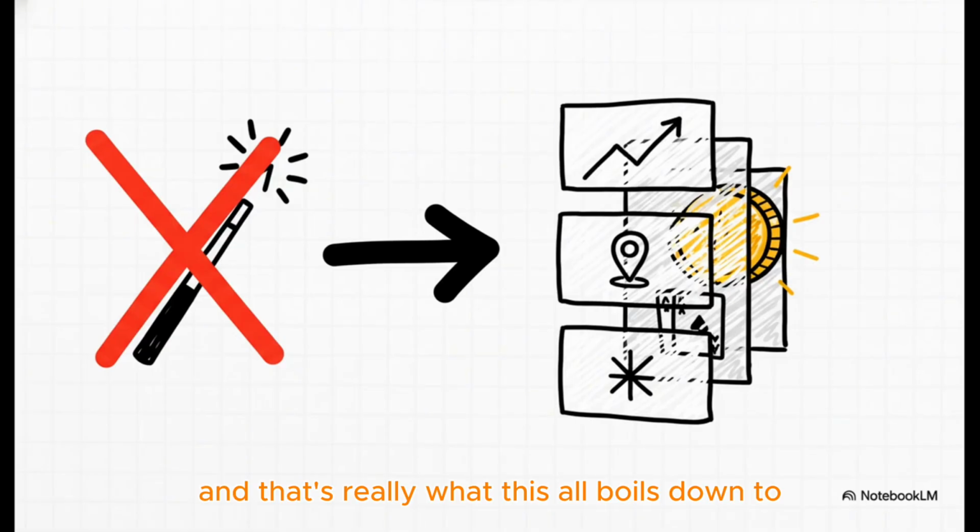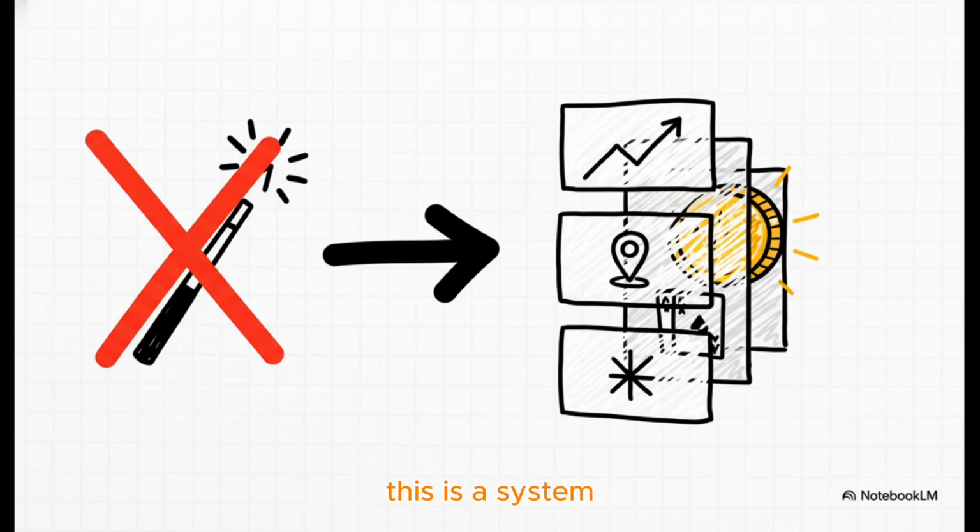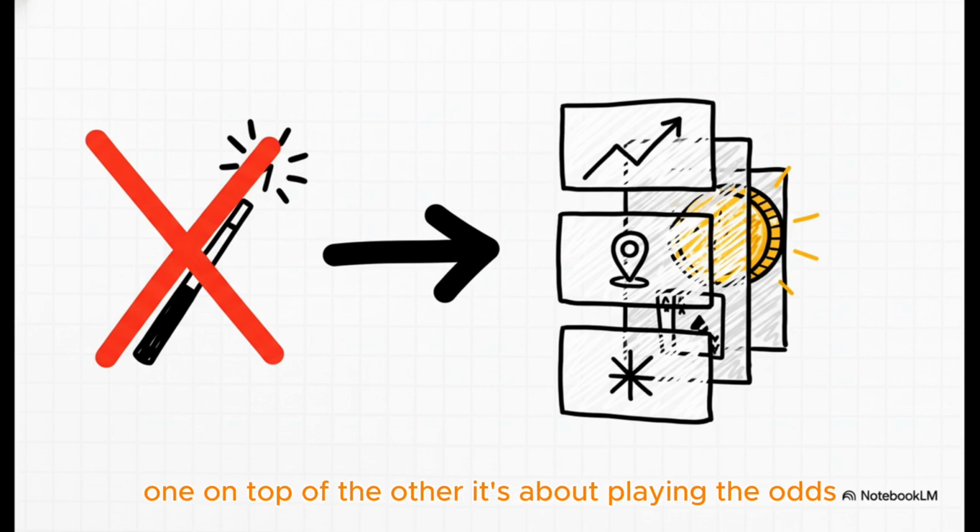And that's really what this all boils down to. There's no magic crystal ball here. This is a system. It's a way of stacking probabilities in your favor by layering these filters, trend, location, momentum, one on top of the other. It's about playing the odds.